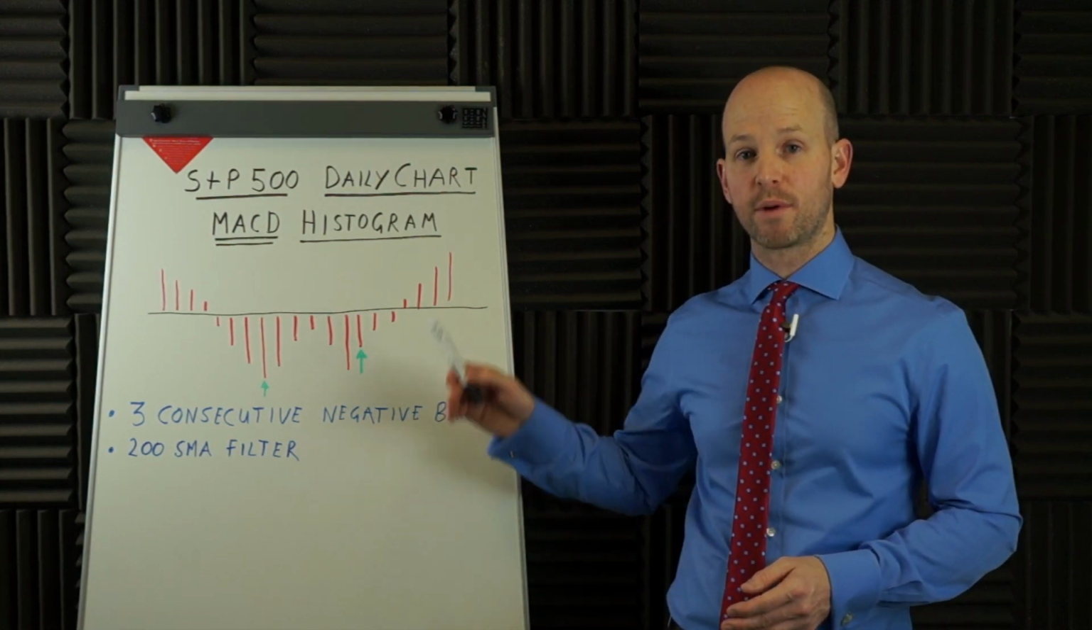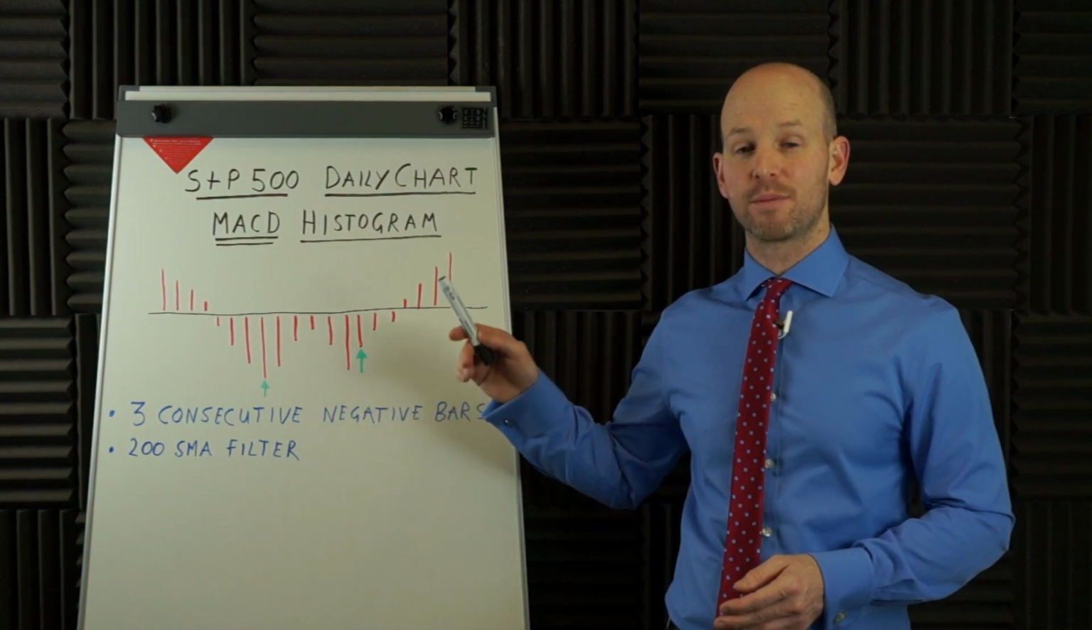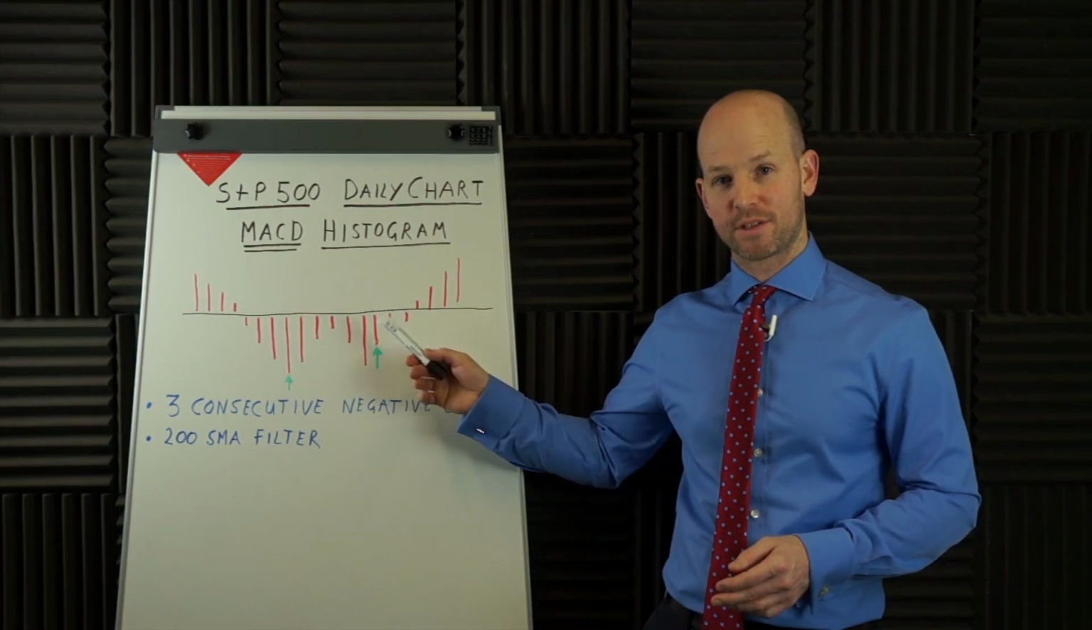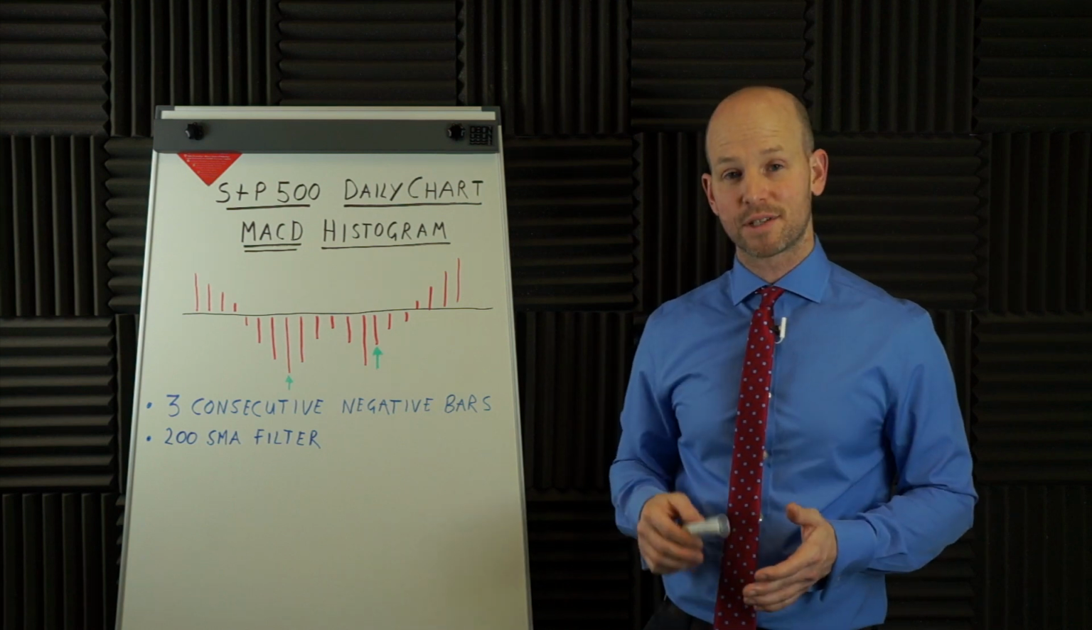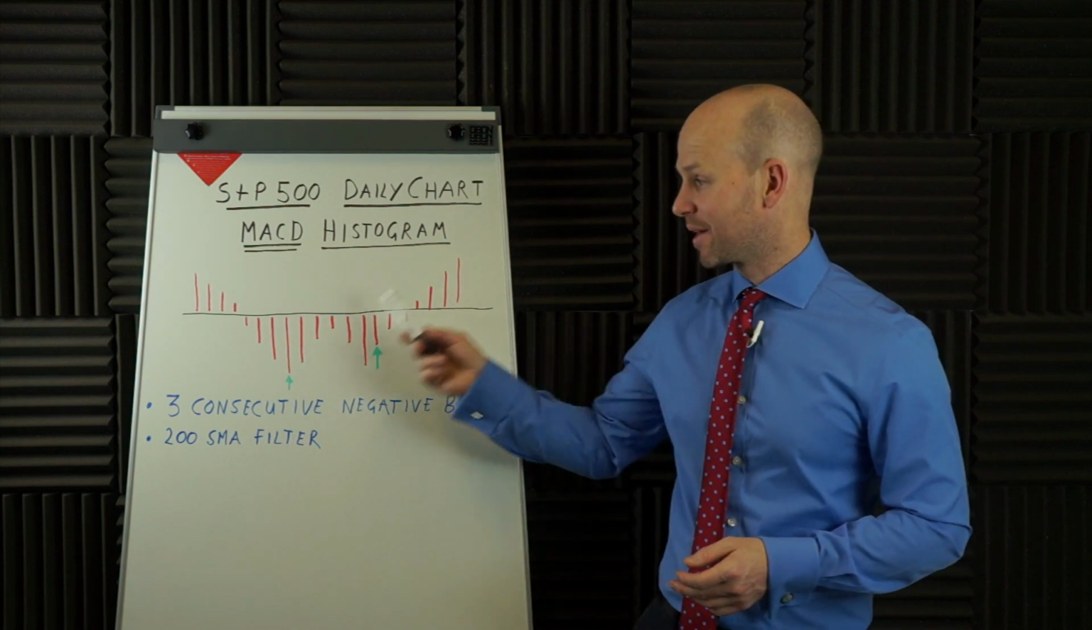So short-term strength. Once the RSI closes above 70, exit the trade. So that's exit number 3.